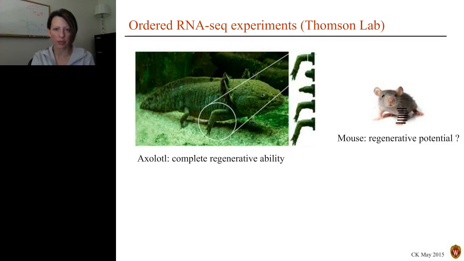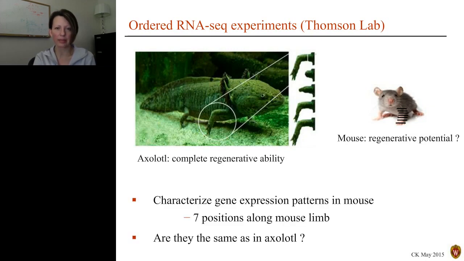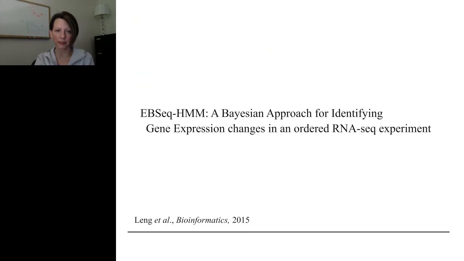Whereas in mouse, we see almost no regenerative potential, even though a number of genes involved in regeneration in axolotl are present in mouse. So we're interested in comparing gene expression patterns in mouse and axolotl at 7 positions along the limb, so sort of proximal to distal along the limb. And we can do this first in mouse, that's the data that I'll show you, and then ask are they the same as in axolotl. So this work was published a couple of months ago in Bioinformatics, and it's called EBSeq-HMM because we introduce a hidden Markov model to accommodate dependence over time.